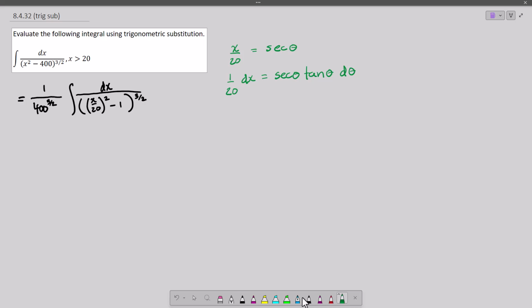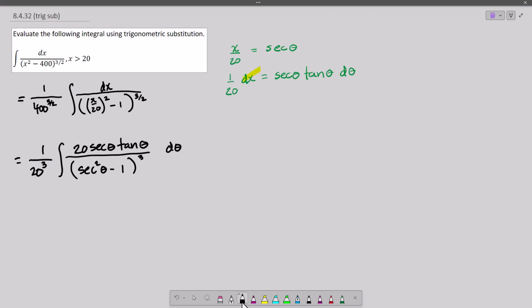So let's go ahead and make our substitutions over here. Out in front, the square root of 400 is 20, and then 20 cubed is what's left. Let's just write it as 20 cubed because there may be some cancellation in a moment. We'll see. Dx. Well, we look here. There's dx. Multiply both sides of that by 20, and we will have dx. So 20 secant of theta, tangent of theta, d theta. Down below, we have secant squared minus 1, all raised to the 3/2 power.